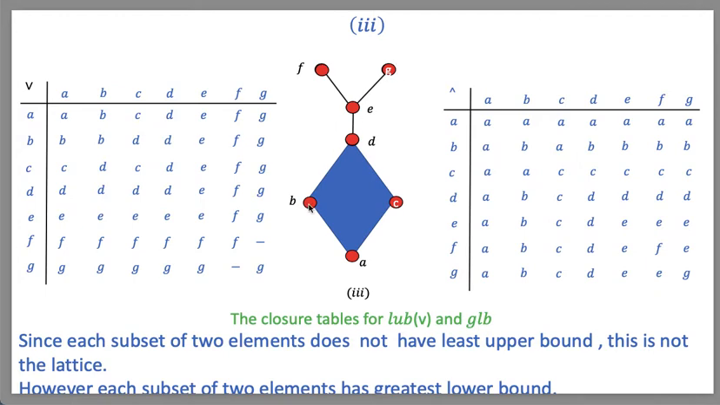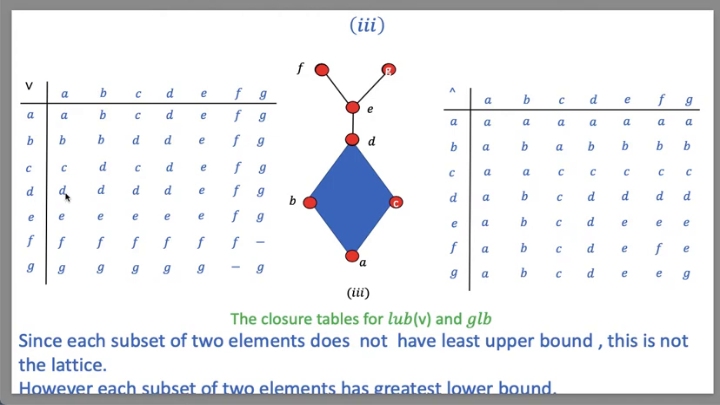Now with C, least upper bound of C and A is C. C with B is C. C and D is D. C and E is E. C and F is F. C and G is G. So it is clear from this figure.